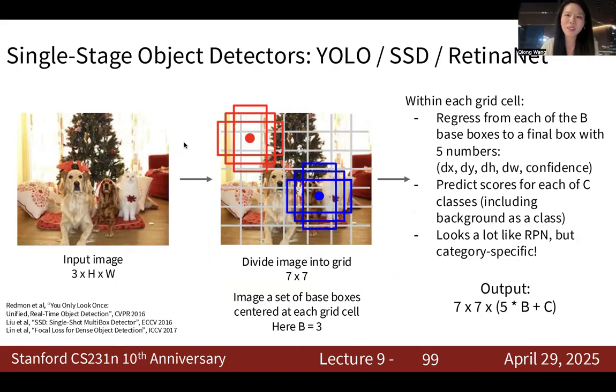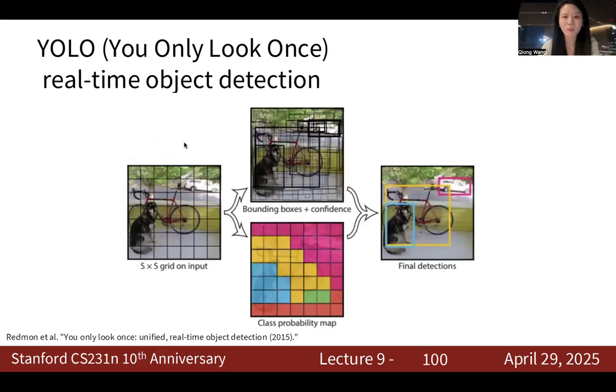And within each grid cell, regress from each of the B base boxes to a final box with 5 numbers: dx, dy, dh, dw, and confidence. Predict a score for each of C classes, including background as a class. It looks a lot like the RPN, but category specific.